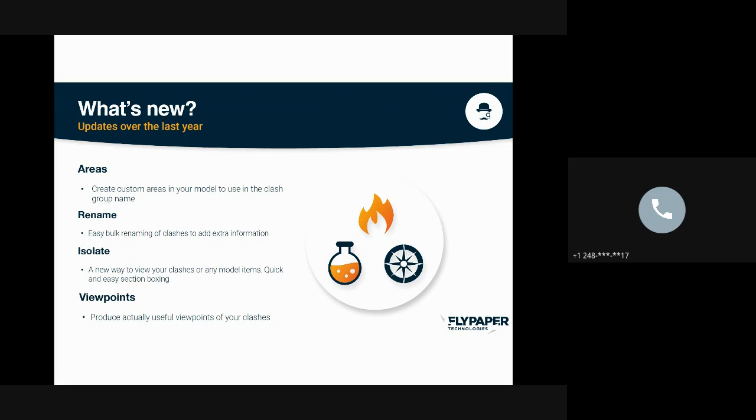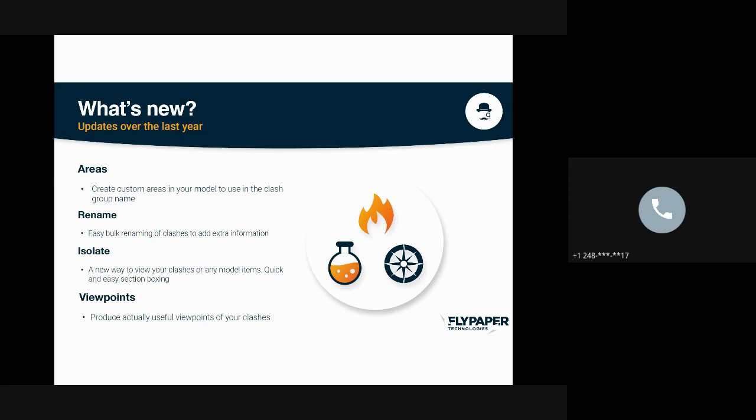And then more recently, we released our new isolate feature, which works both with classes and with regular model items, so that you can have a very quick and easy way of section boxing within the model and a different view of your classes, similar to a dim other or hide other. That's what our new isolate feature enables.